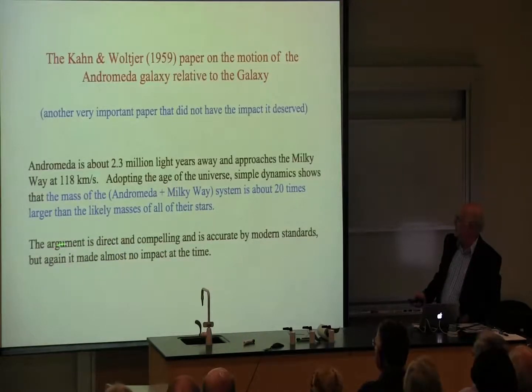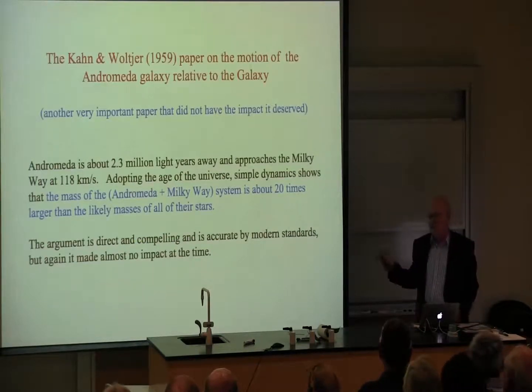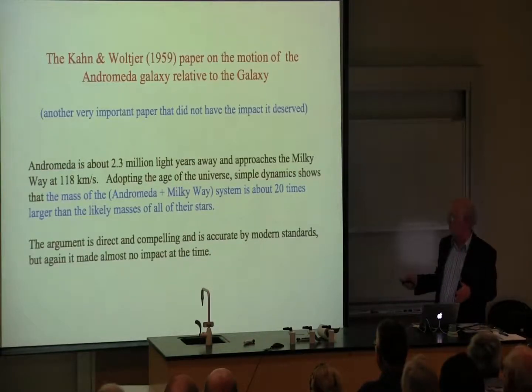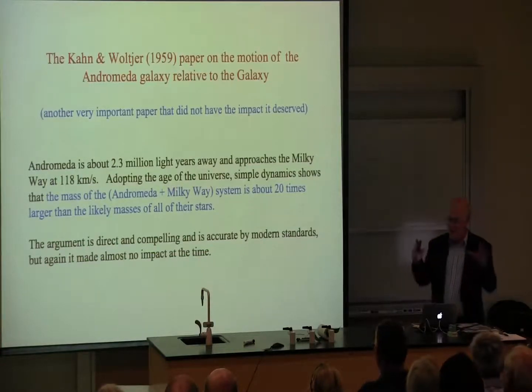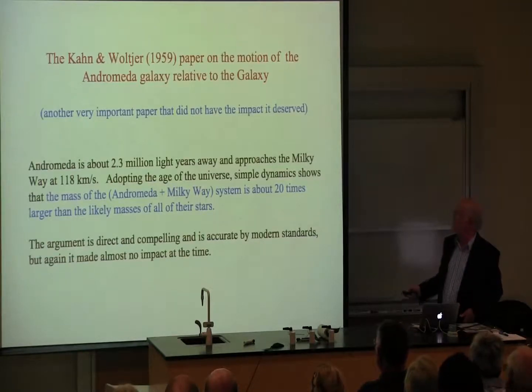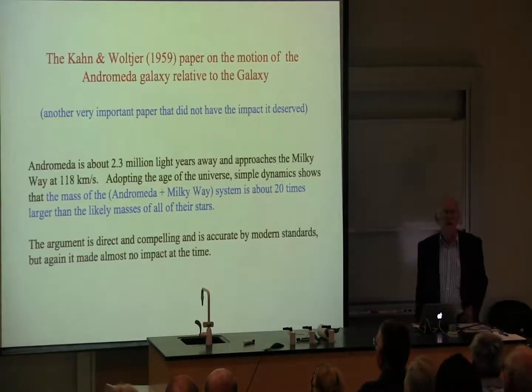So the argument was direct, it's compelling, it's accurate by modern standards. There are a few observational things that they had to assume, which have actually been measured now with Hubble and turned out to be correct. But this very important paper, and a very direct estimate of, now this time, not dark matter in a cluster, it's dark matter in a couple of galaxies. It made almost no impact back in 1959.